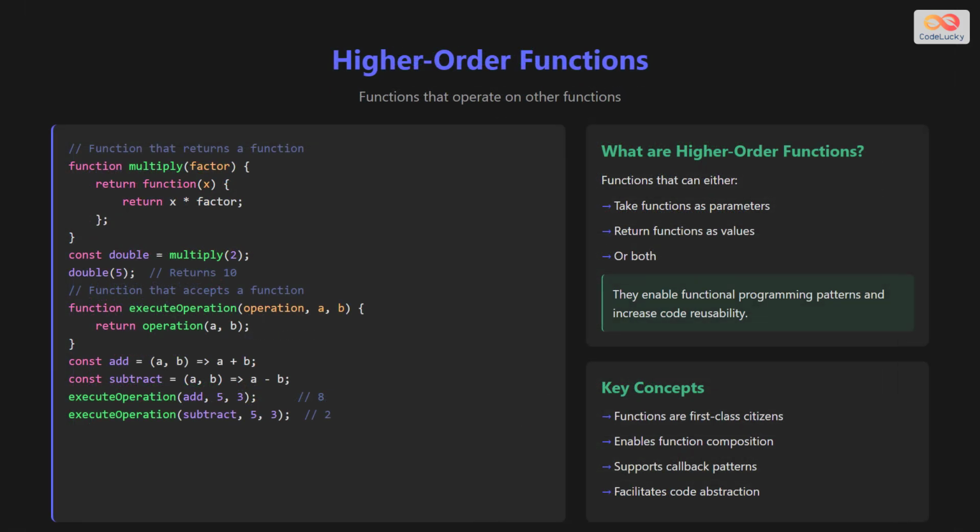Higher-order functions are functions that operate on other functions. They can take functions as parameters, return functions as values, or both. This allows functional programming patterns and increases code reusability.